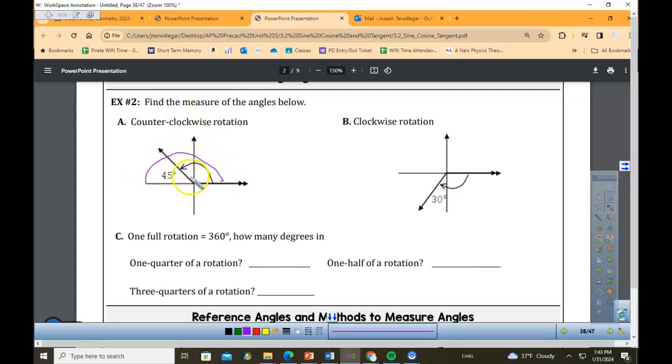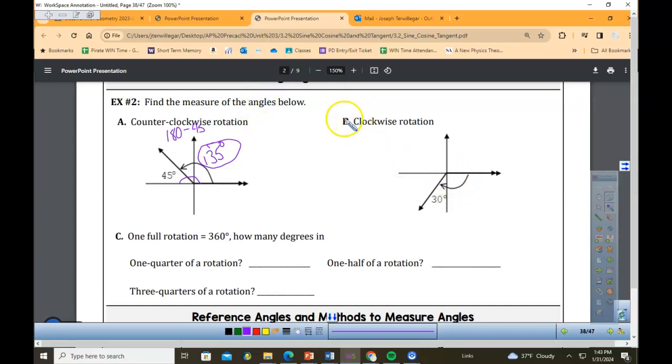I want to find this angle right here, but I don't have it. Geometry review. How many degrees is a straight line? It's 180, right? So to find this missing piece, I do 180 minus 45, which is 135 degrees. So that would be what this actual name is. That 45 is something else we'll learn about later.